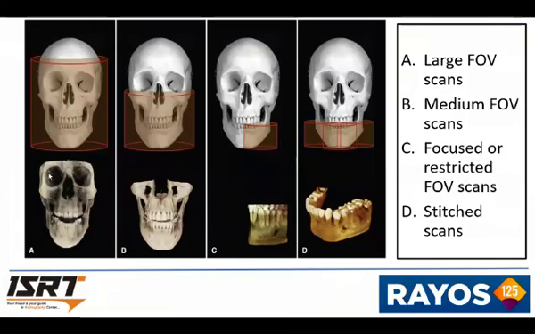With the large FOV, you can see the whole of the craniofacial structures; with the medium FOV, you can see the maxillary and mandibular regions; and with the focused or restricted FOV, a region of interest, suppose we want to image the molar or canine, like that. The stitched FOV can be used for a particular region, either mandibular or maxillary.